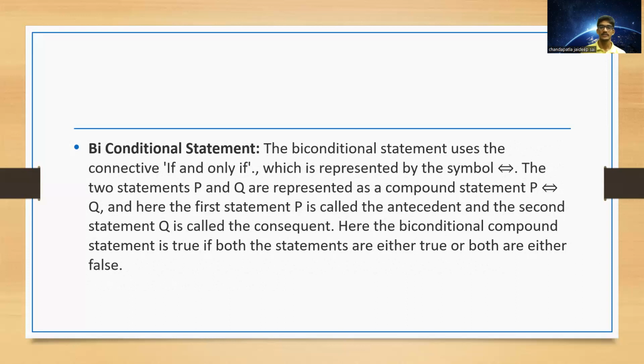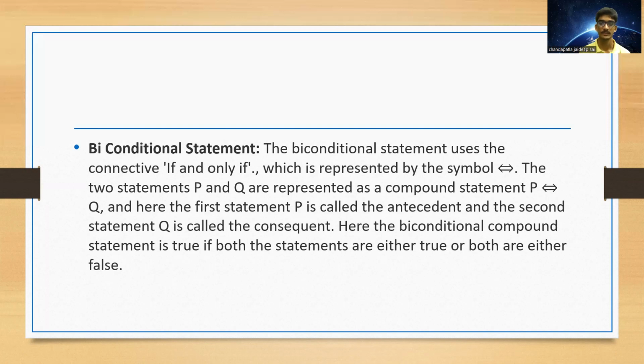So we have discussed the conditional statements and the disjunctive and conjunction statements. Now we are coming to the biconditional statements. In this statement, the two statements are connected by using the connective if and only if. So if two statements are connected by using the connective if and only if, then that statement is called a biconditional statement. Here it is represented by the symbol bi-implies.